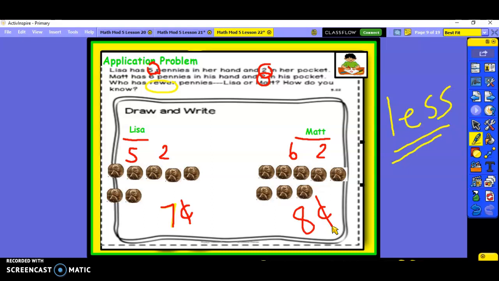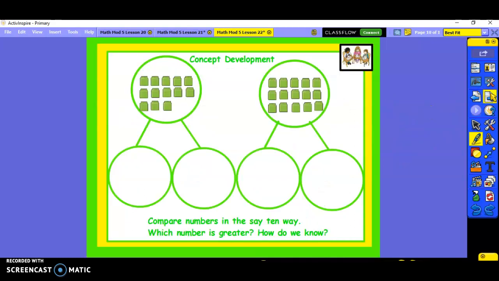That's right. The answer would be Lisa, because 7 is 1 less than 8. We know that 7 is a smaller number, so we can say that Lisa had fewer pennies than Matt. Good job on your problem today.